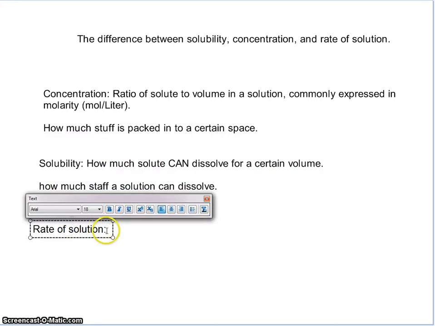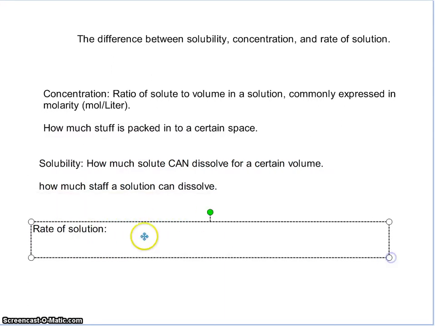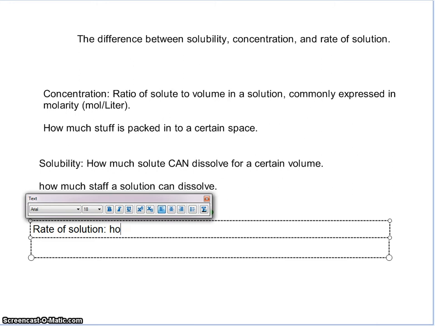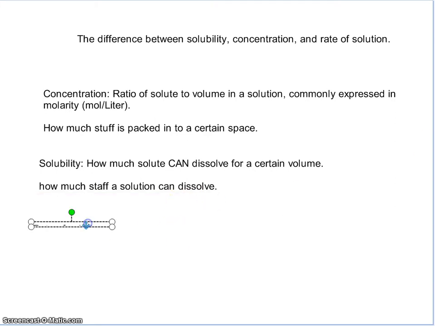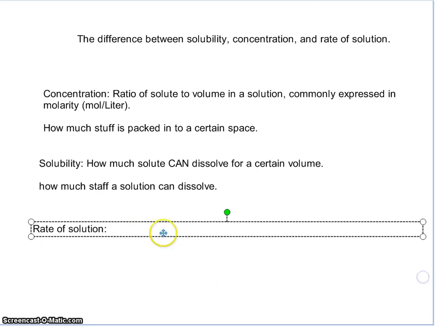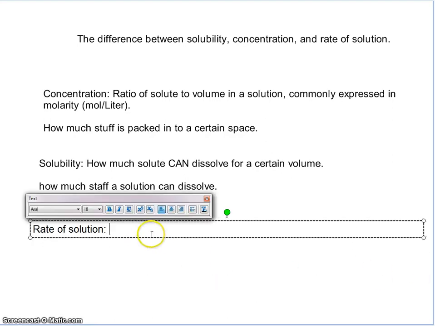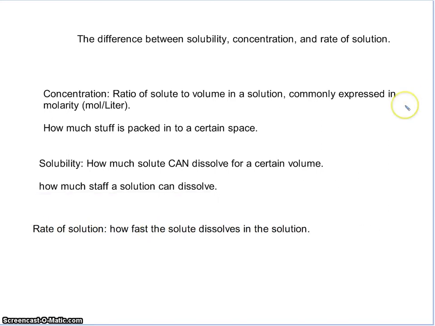Sorry. Rate of solution is not how much, it's how fast the solute dissolves in the solution. So, how fast. I don't really have a streets definition for that one. I think it's pretty clear. But let's look at the main differences.